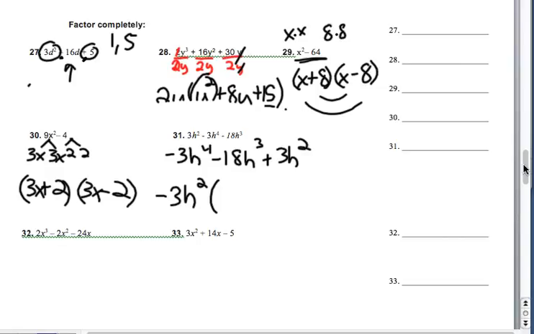Well, negative 3h to the 4 divided by negative 3h squared just leaves me a 3h squared. Negative 18h cubed divided by negative 3h squared. Divide the normal numbers, subtract the exponents. 3h squared divided by negative 3h squared. Divide the normal numbers, subtract the exponents. And there you have it.